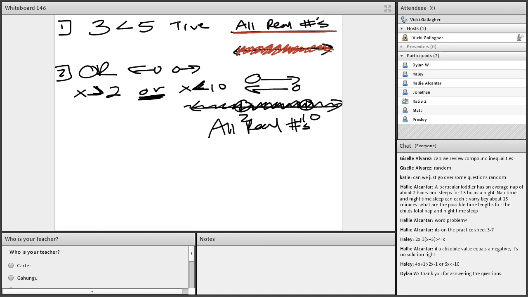And don't just assume it's going to be what you think it's going to be. Really pay attention to which way you're supposed to be shading. Don't let the special cases trip you up.